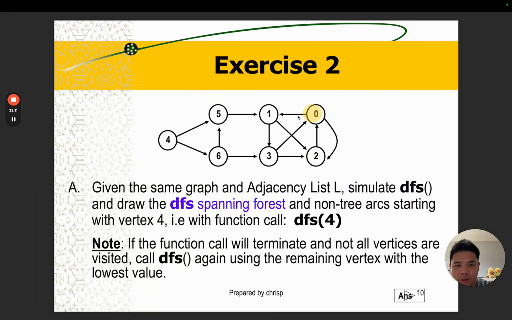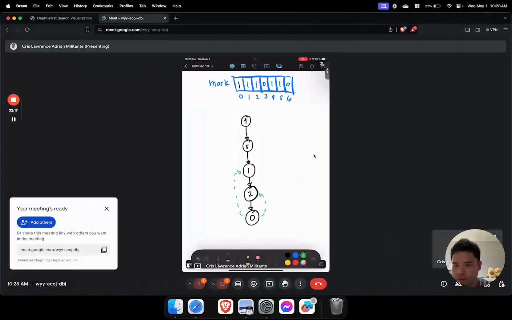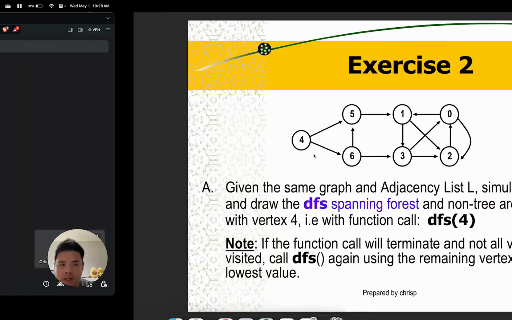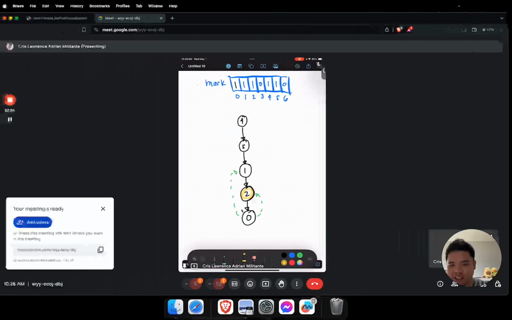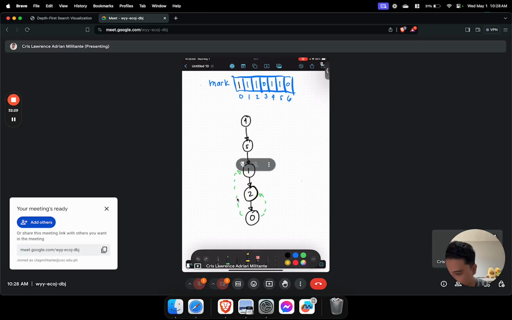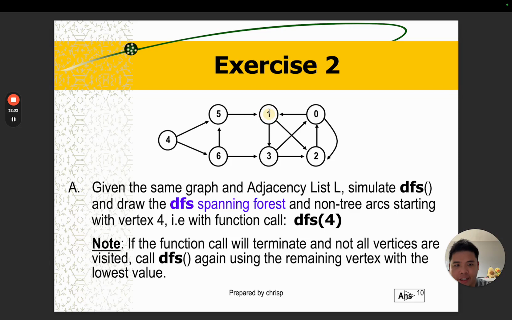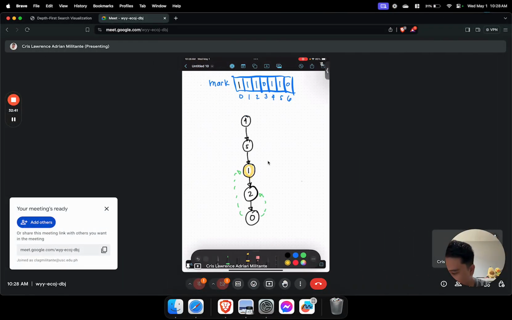Is there any other node I can visit? No, there isn't. So I go back to 2. Is there any other node I can visit from 2? No, there isn't. So I go back to 1. Is there any other node I can visit? I've already visited 2. I haven't visited 3. Have I already visited 3? No, I haven't. Therefore, I can draw another arrow going from 1 to 3.